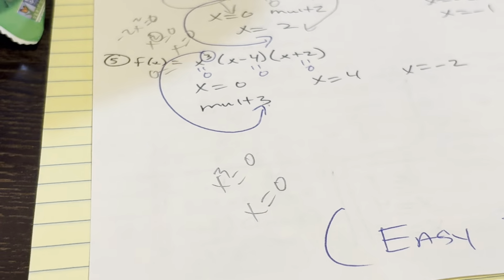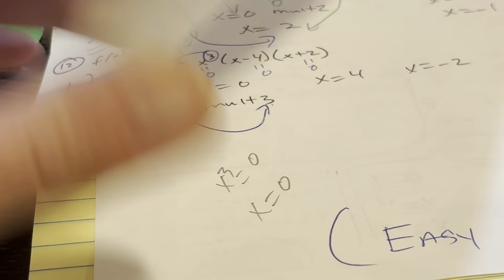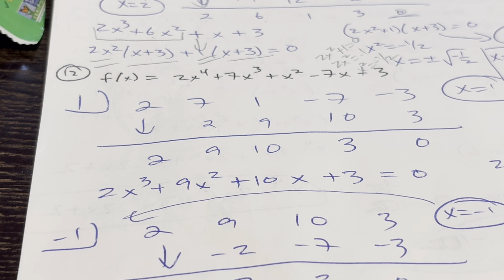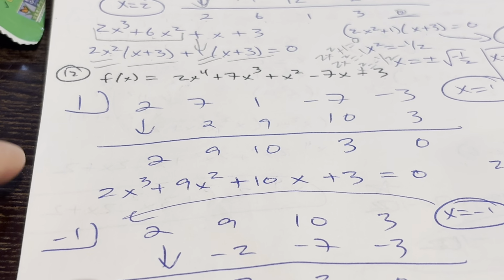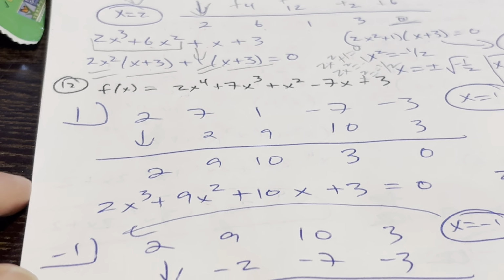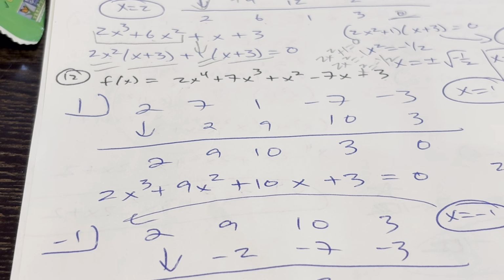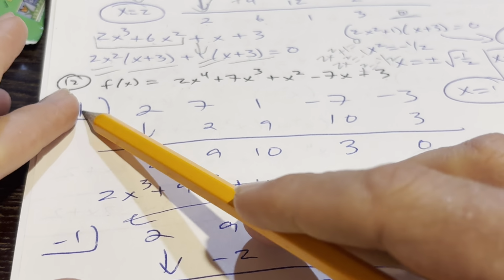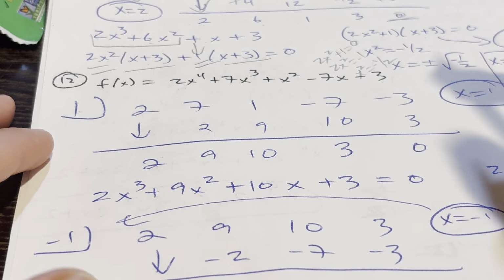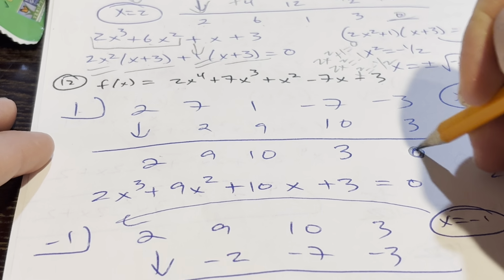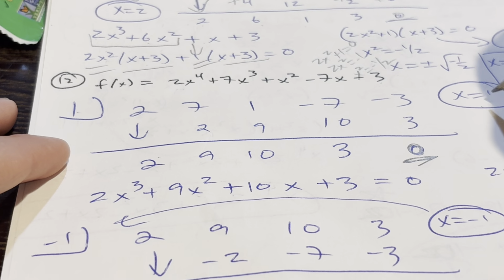All right, and the last one here of this kind. Then we're on the last page. 2x to the 4th plus 7x cubed plus x squared minus 7. Is that a minus 3? It's a minus 3. All right, so again, what goes into 3? Plus or minus 1 or plus or minus 3. So I'm going to start with 1, and thankfully 1 works out with synthetic division. I have a remainder of 0, so that means x equals 1 is a winner.